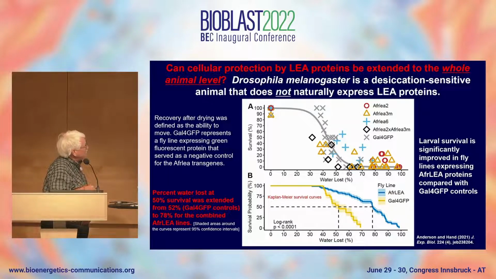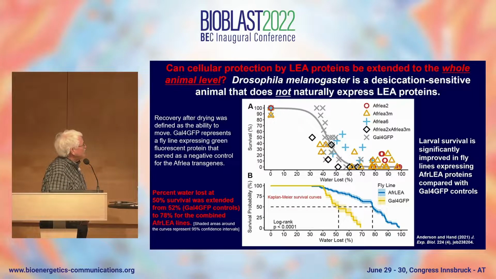And then we looked at survivorship as a function of increasing water loss. And if you cut to the chase here and give these data in Kaplan-Meier survivor curves, what you see is that the control values for the GAL4 GFP fly lines are shown here versus the fly lines expressing LEA proteins here. And clearly, there's a much greater ability to survive extended desiccation in the LEA lines. At 50% survivorship, the water loss is around 50% in the controls, where it's extended much further out, almost to 80% in the LEA3 lines.